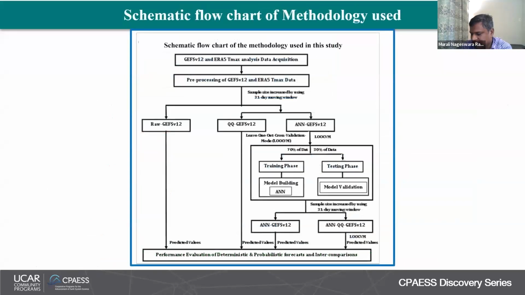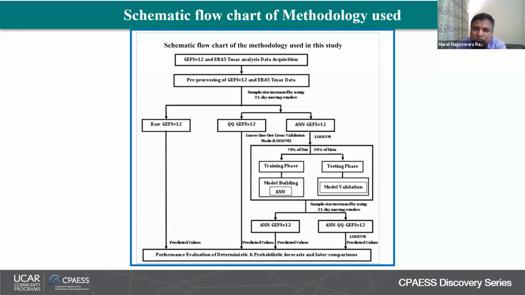And this is the flow chart of the methodology used in this study. You can see first I have obtained the data from the GFS version 12 and ERA5. Then after that I have pre-processed it to the same grid point, 0.5 by 0.5. And here I have used a 31 days moving window. In the Taiwan case, I have considered the summer, June, July, August, September.